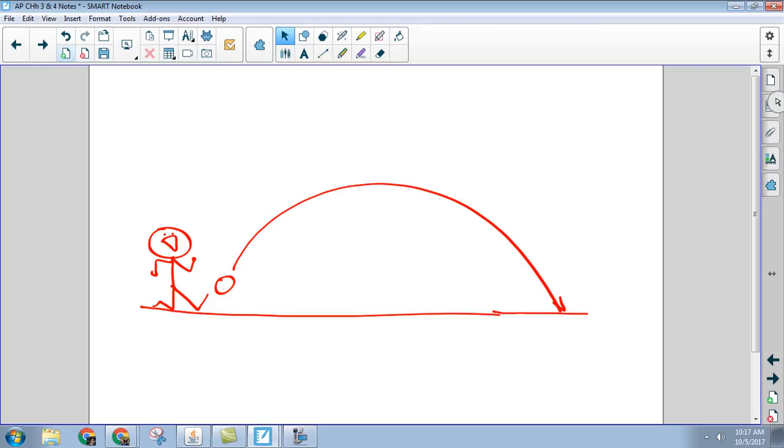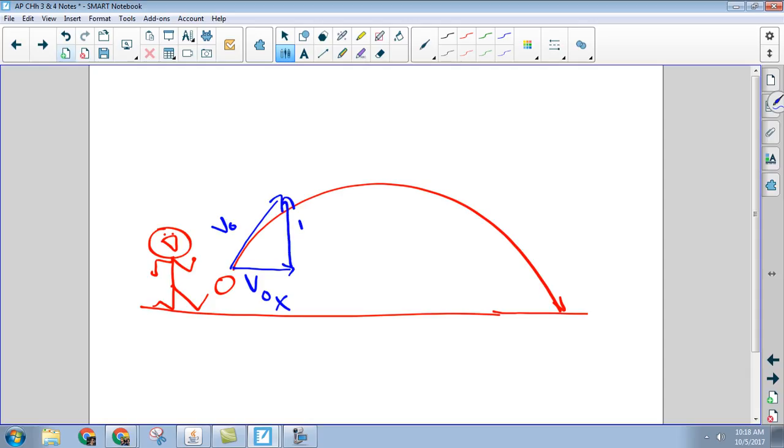So when we talk about initial angle, or theta naught, we're saying, all right, when he first kicked the ball, it was going this way, right? So here's my V naught. At that instant, there's a V naught X. You don't need the naught because it's going to be constant. Here's my V naught Y. Here's my theta naught. Good?